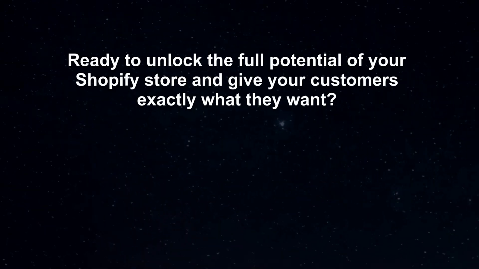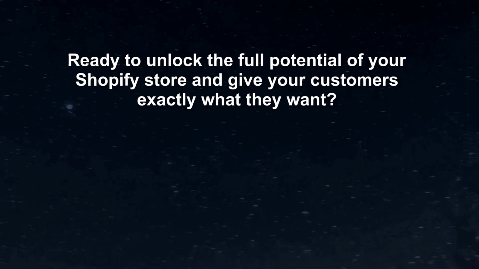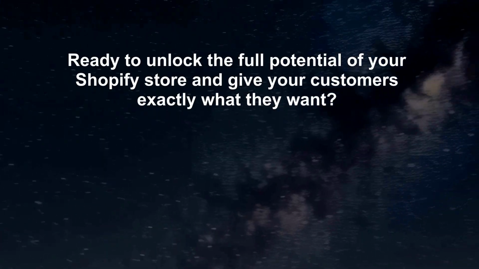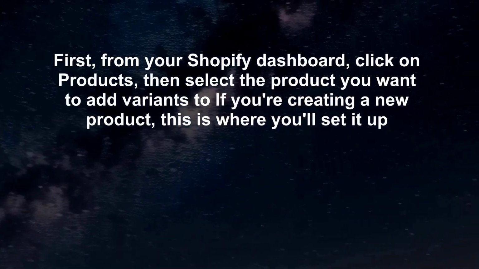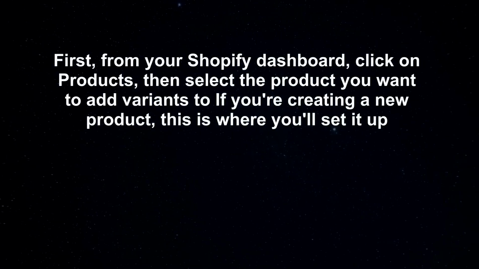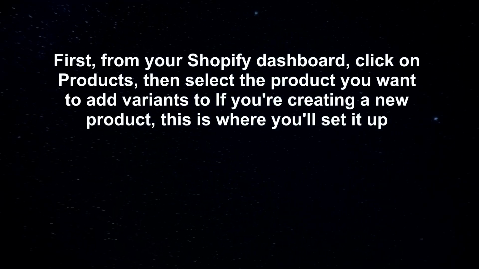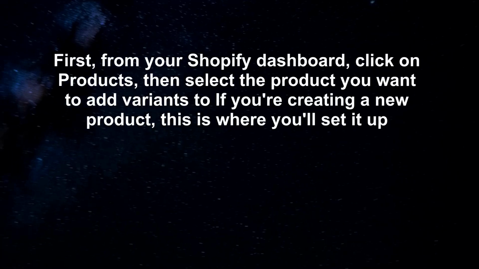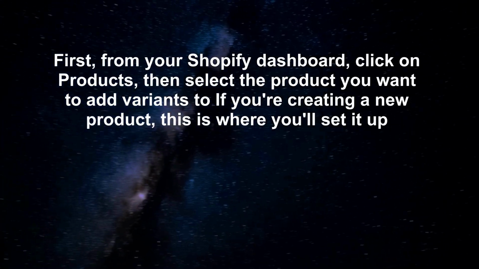Ready to unlock the full potential of your Shopify store and give your customers exactly what they want? First, from your Shopify dashboard, click on Products. Then select the product you want to add variants to, or if you're creating a new product, this is where you'll set it up.